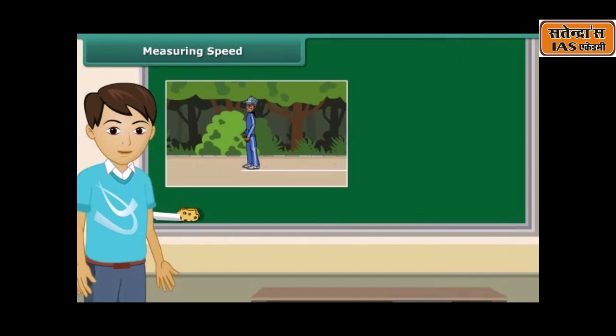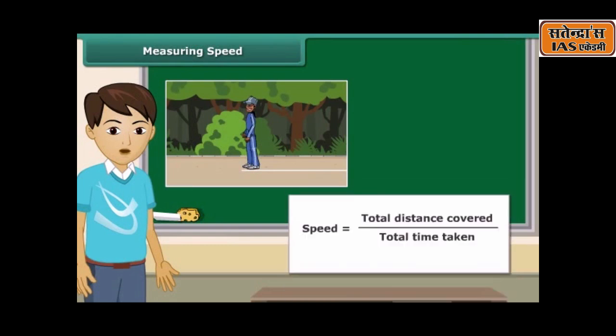Draw a line. Ask a friend of yours to stand on the line. Allow him to run till he wants to stop. Note the total time taken from the moment he started to the moment when he stopped. Measure the distance covered by your friend. Now divide the distance covered by the time taken to cover the distance. What you have calculated is the running speed of your friend.